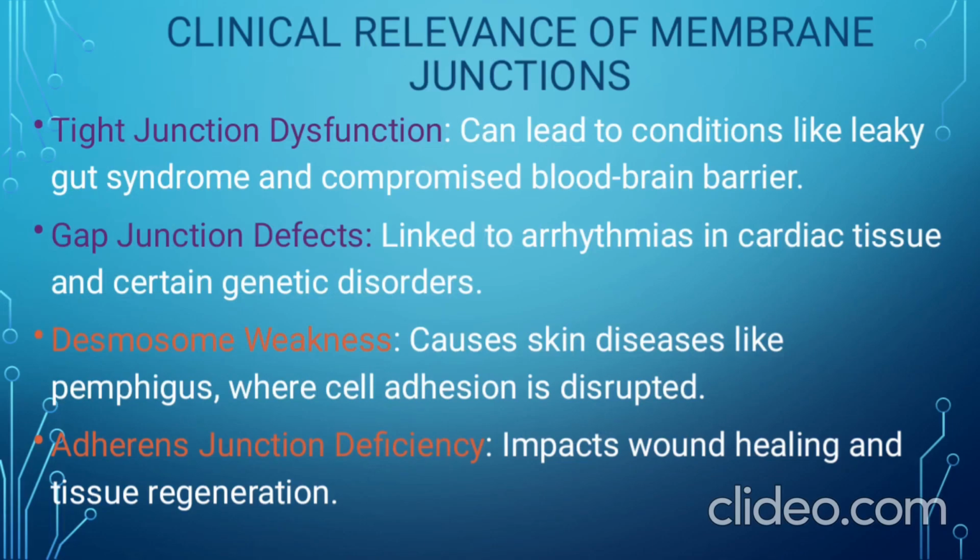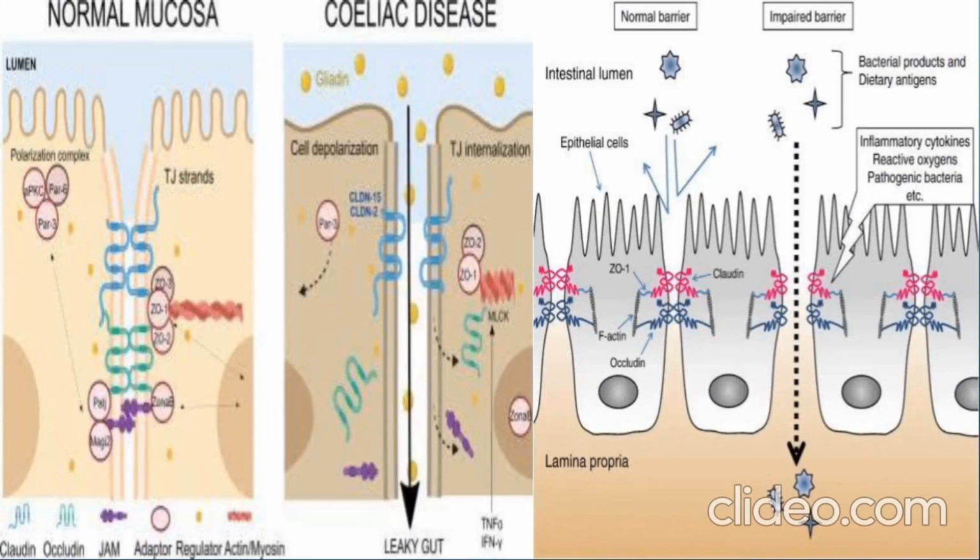Clinical relevance of the membrane junction includes: tight junction dysfunction can lead to conditions like leaky gut syndrome and a compromised blood-brain barrier, while gap junction defects can be linked to arrhythmias in cardiac tissue and certain genetic disorders. Desmosome weakness can cause pemphigus, a skin disease, and adherens junction deficiency can affect wound healing and tissue regeneration. This is a picture of leaky gut. You can see the normal mucosa, but when there is celiac disease, you can see that all the junctions are disconnected. That can affect absorption. That's leaky gut in the case of tight junction dysfunction.